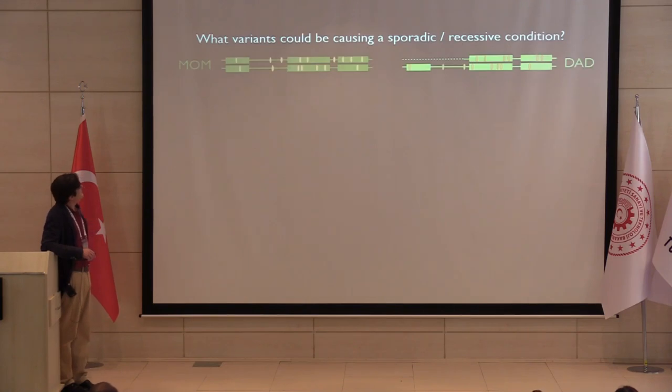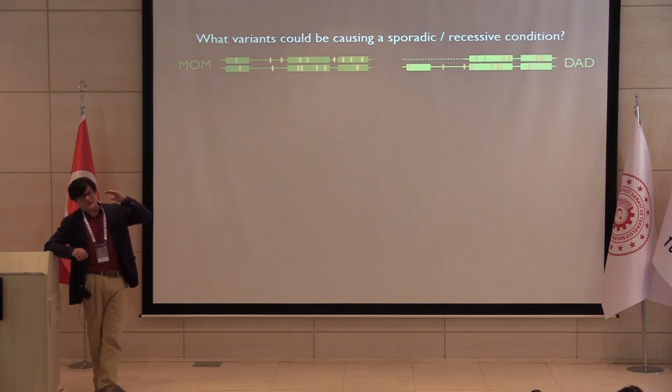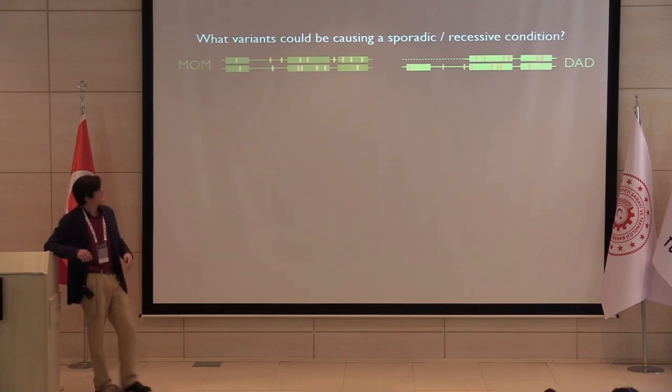Okay, so what is a sporadic case? Again, we have healthy parents, nobody in the family shows the phenotype, the child shows the phenotype.